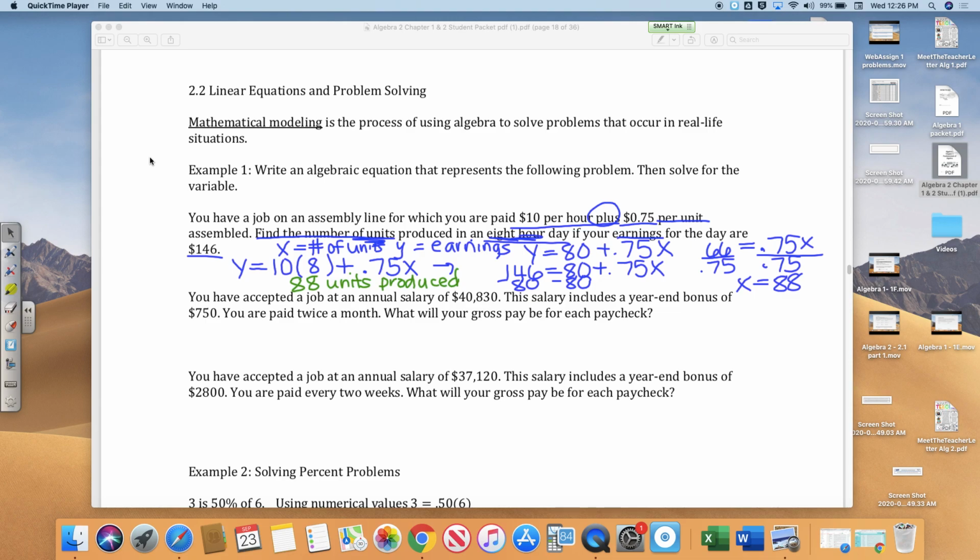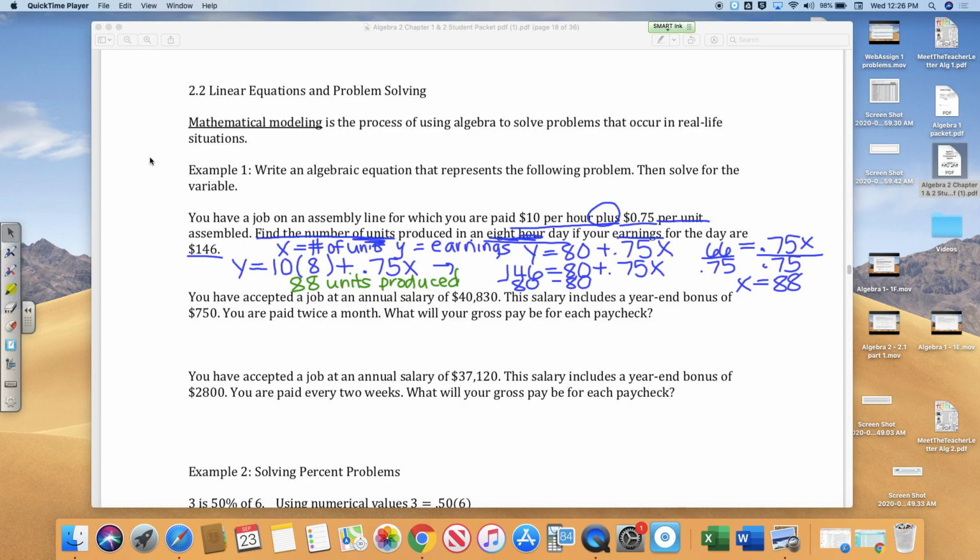Okay, the next problem. You've accepted a job at an annual salary of $40,830. This salary includes a year-end bonus of $750. You are paid twice a month. What will your gross pay be for each paycheck?